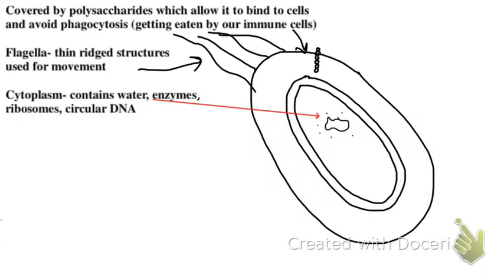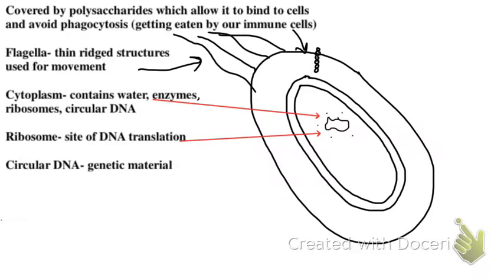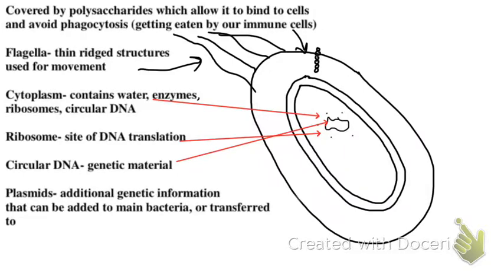Here are our little ribosomes. Ribosome is the site of translation, just like in humans. It is where that genetic material gets turned into proteins. Bacteria wouldn't be able to survive without the production of those proteins. Circular DNA, right there, holds the genetic material, just like our DNA holds our genetic material.